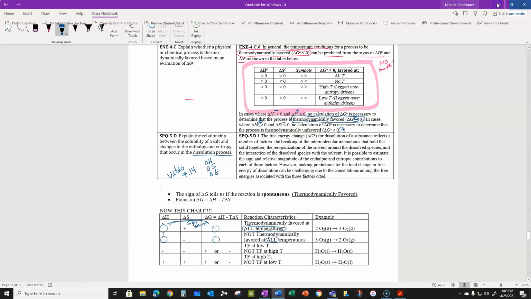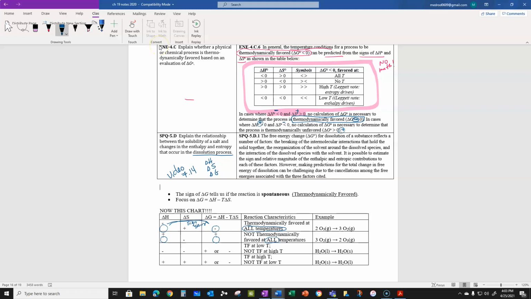One video, okay? Gibbs free energy, delta G, for dissolution of a substance reflects a number of factors, okay? So it's all about the dissolution of that. So number one, the breaking of those intermolecular forces that hold that solid together. I mean, are you talking about some London dispersion, dipole-dipole? What are we talking about? The reorganization of the solvent, aka water, of the dissolved substance, and the interaction between the dissolved substance and the solvent.